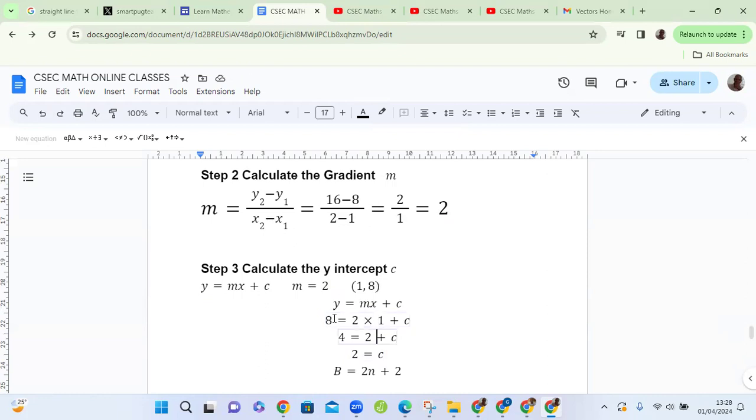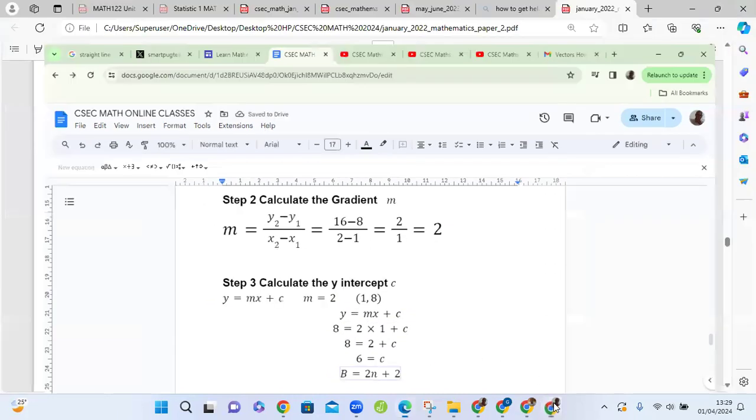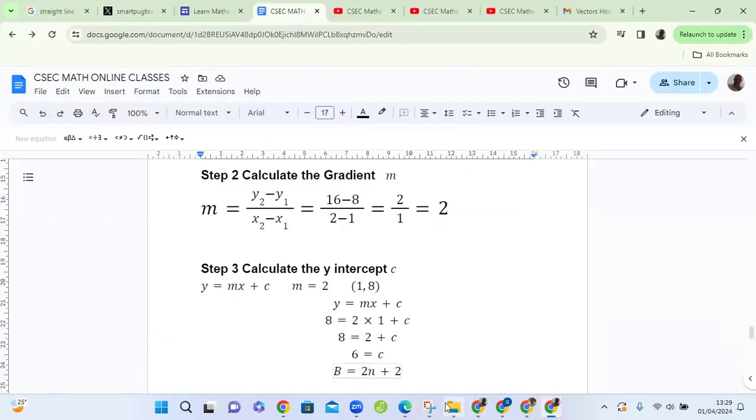Okay, 2 1s are 2, and we have 8. So we have to subtract 2 from 8 to get 6. The y-intercept is 6. So our equation to find the number of dots D is 2n plus 6. So voila, we have found the first formula for D.